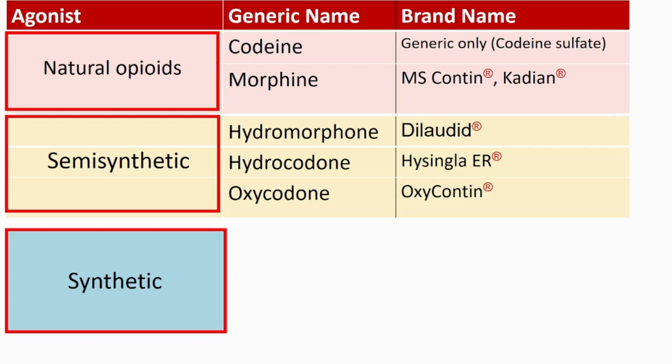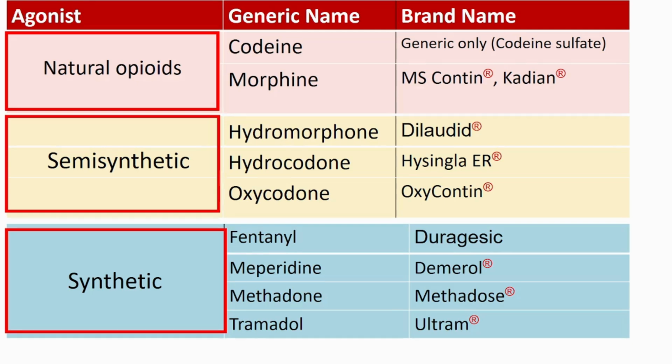Recently, more synthetic opiates are available, like fentanyl, Duragesic brand. That is one of the most potent opioids of all opiates currently prescribed. Then meperidine, Demerol, methadone, Methadose. Methadone is commonly used for opioid withdrawal treatment, also known as opioid maintenance treatment. And then tramadol, the brand is Ultram.